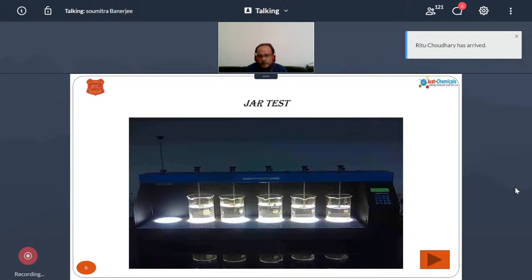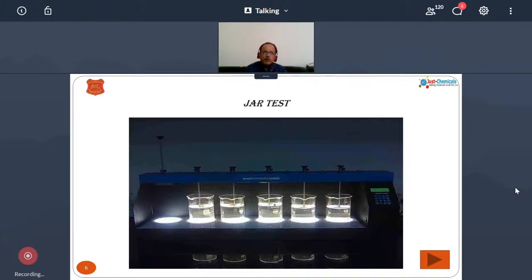So in the first jar maybe 6 ppm, second jar maybe 8 ppm, third jar maybe 10 ppm, fourth jar maybe 12 ppm, fifth jar maybe 14 ppm, likewise. So we keep on adding the coagulants, and we run the stirrer at the speed at which our flash mixture runs.